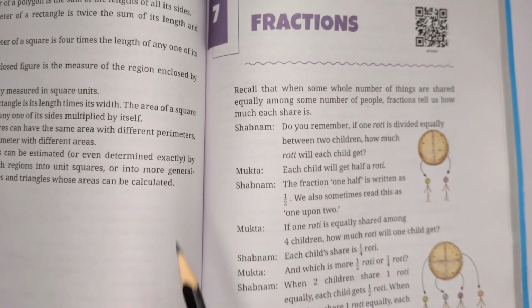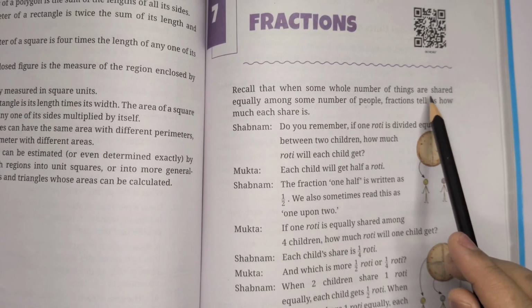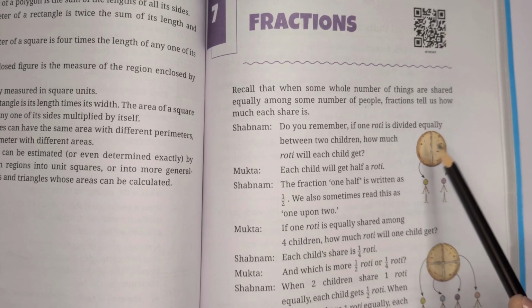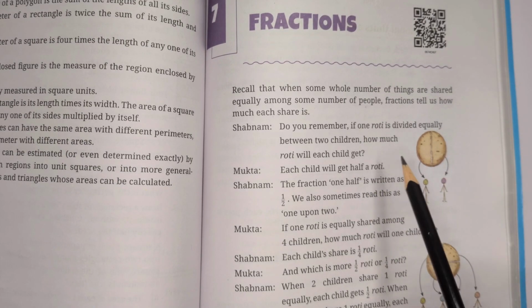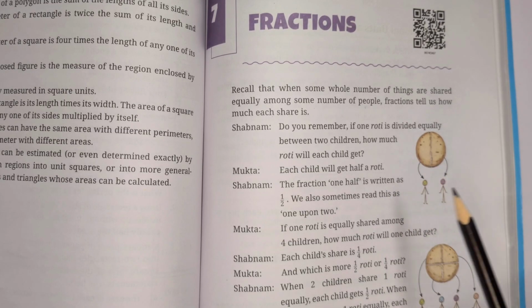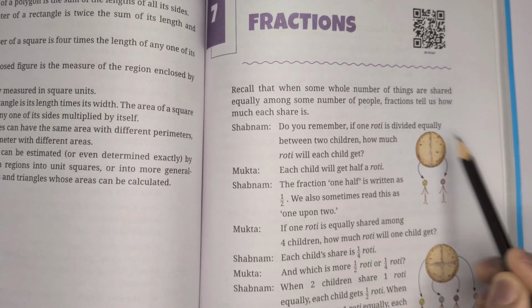Chapter 7: Fractions. Here recall that when some whole number of things are shared equally among some number of people, a fraction tells us how much each share is. We know that a fraction is a part of a group or of a region, or we can say a fraction is a part of the whole thing.